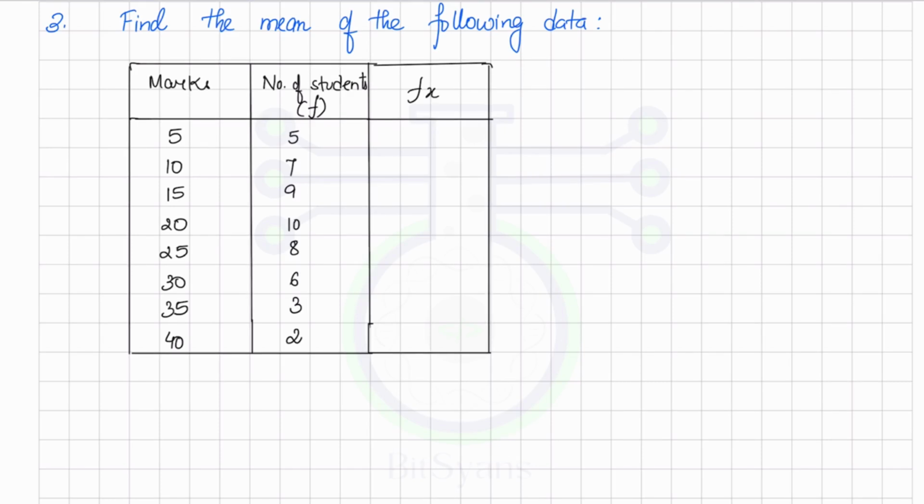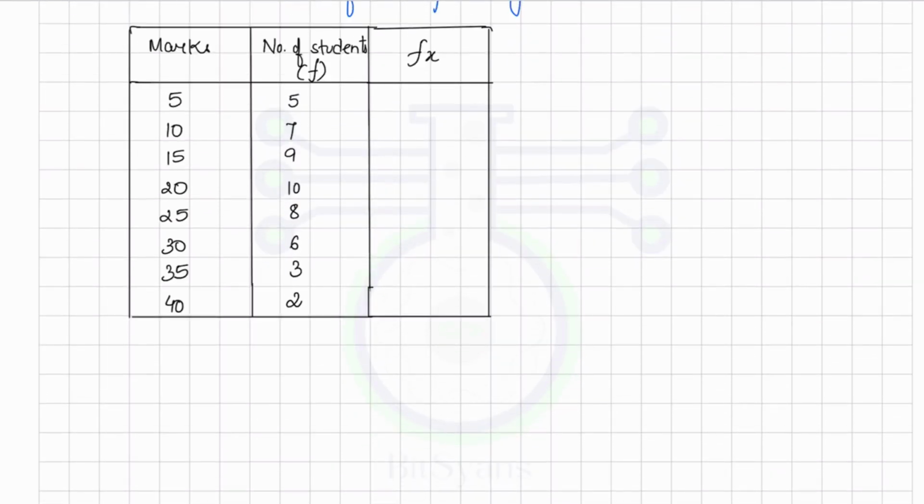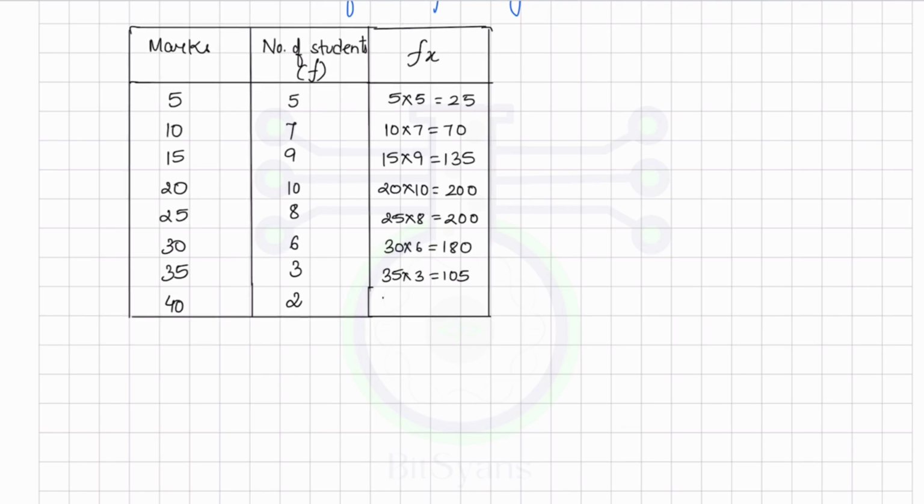So as we know that we need to use the arithmetic mean of grouped data in discrete series, let's make a column of fx and calculate it. So we can do fx: 5 into 5 equals 25, 10 into 7 equals 70, 15 into 9 equals 135, 20 into 10 equals 200, 25 into 8 is equal to 200, 30 into 6 equals 180, 35 into 3 equals 105, 40 into 2 equals 80.